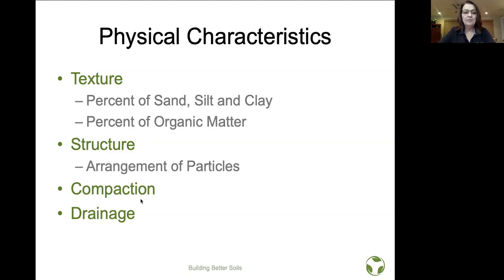Another physical characteristic that we have to pay a lot of attention to is compaction. The reason that compaction is important is that if we have a compacted soil, then it's really hard to irrigate and it's really hard to get air moving through our soil. And that compaction also is going to affect drainage.